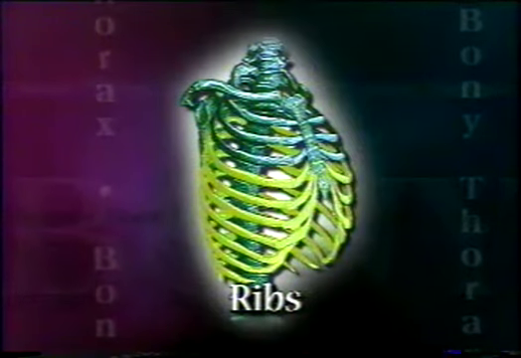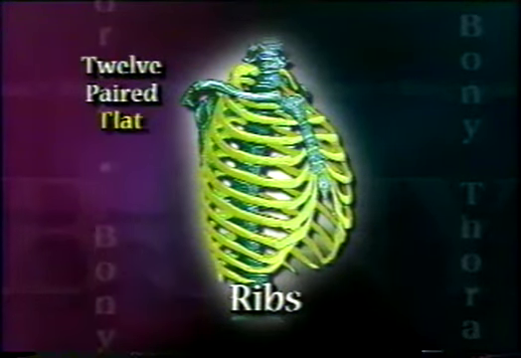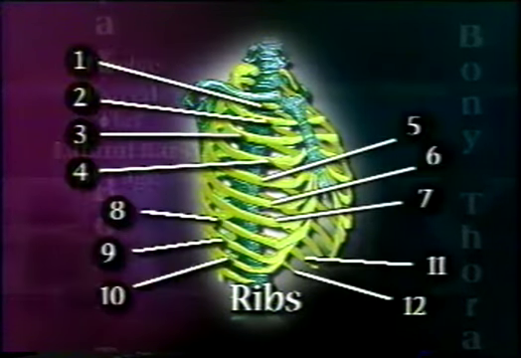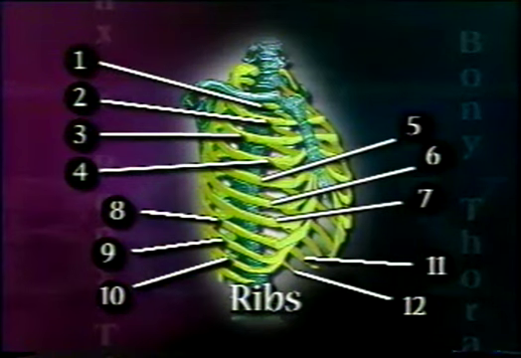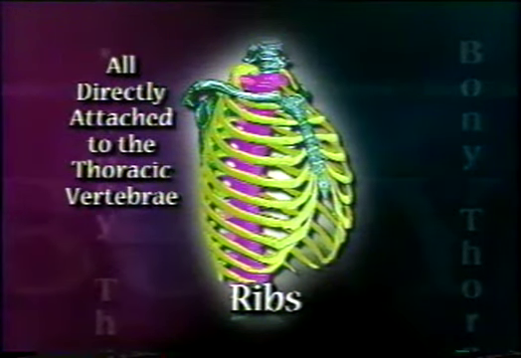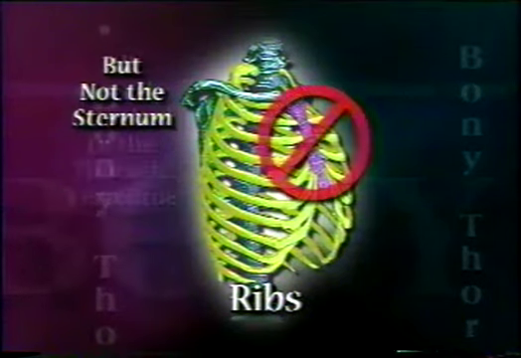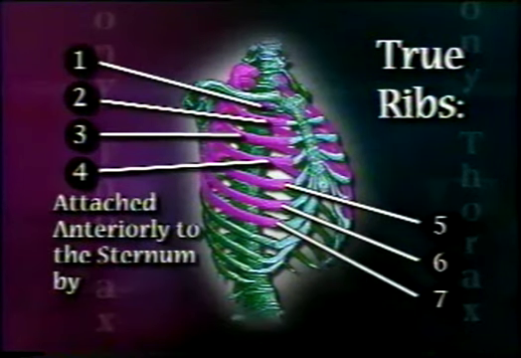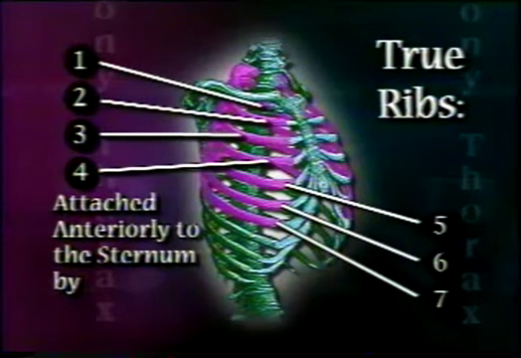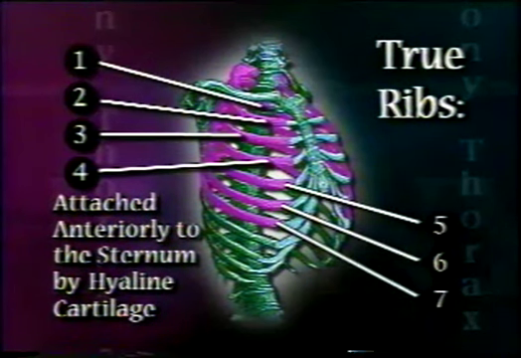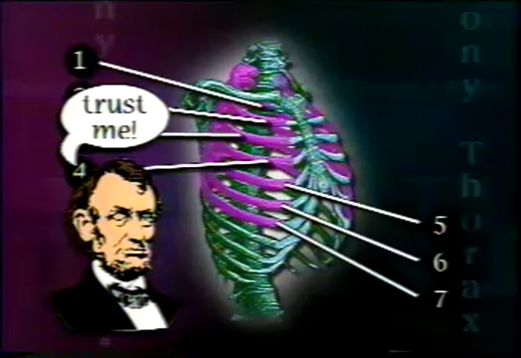And finally, the ribs are 12 paired flat bones that form the lateral or side bars of the cage. That means altogether there's 24 ribs. The ribs are all directly attached to the thoracic vertebrae, but not the sternum. The first 7 ribs are called the true ribs. The true ribs are attached anteriorly to the sternum by hyaline cartilage, a special type of cartilage, and they are, of course, as stalwart and honest as Abe Lincoln.